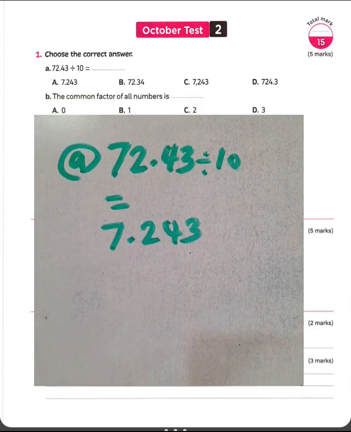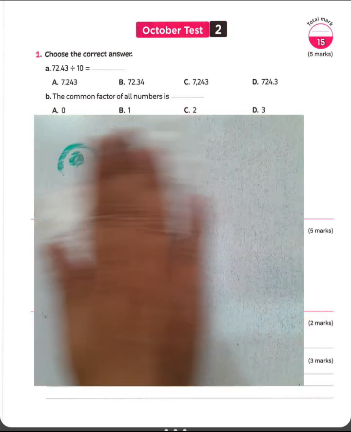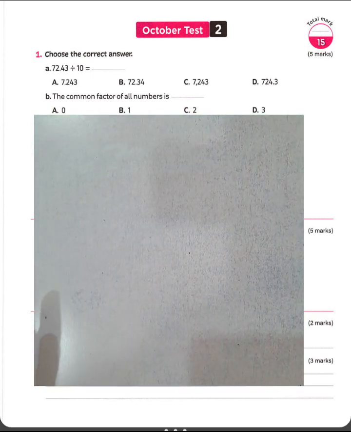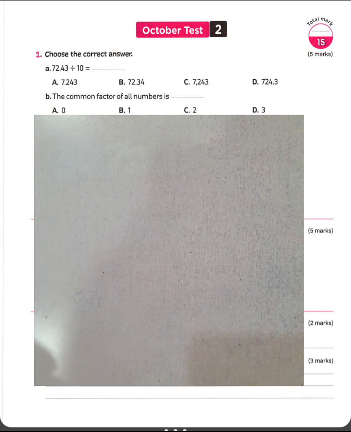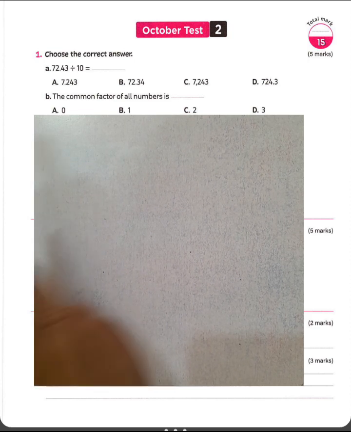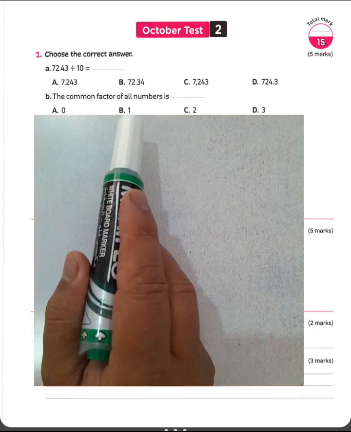Question letter B: the common factor for all numbers will be what? 1. Any number can be divided by 1. So the common factor of all numbers is 1. But the common multiple of all numbers is 0. You must choose letter B. The common factor of all numbers is 1.